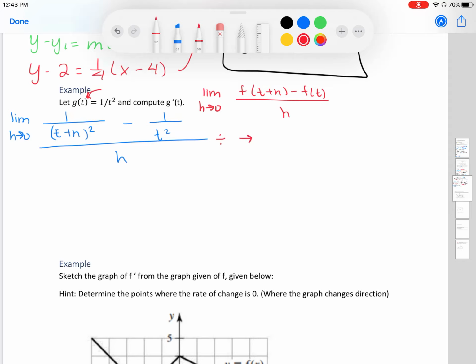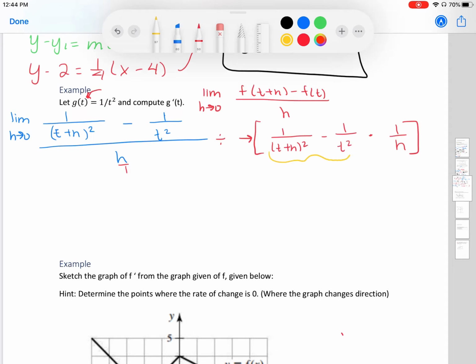So if you like to, you can think of this as 1 over t plus h squared minus 1 over t squared, times 1 over h. Remember, you keep your first fraction, you change it to multiplication, and here we have h over 1, right? And then you flip it. Keep, change, flip. That's what I always tell my students. Okay, so we have this other way of writing it, which kind of makes more sense to our eyes.